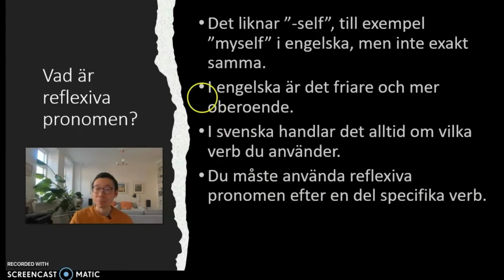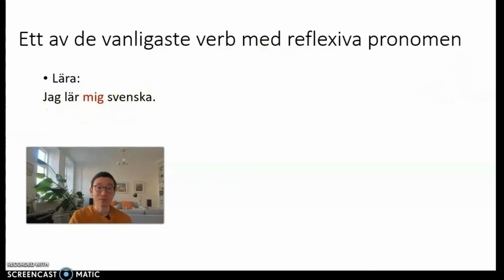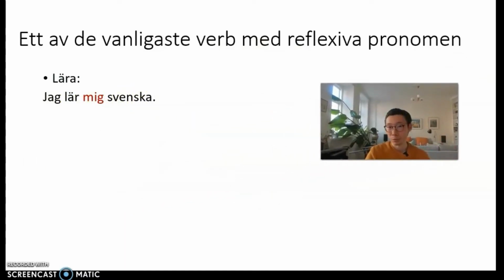Vi kan titta på ett exempel. Let's see an example. Ett av de vanligaste verb med reflexiva pronomen, one of the most common verbs with a reflexive pronoun, is actually lära. Lära betyder to teach and learn, actually lära ut. If you say lära ut, it means to teach. Men om du vill säga to learn, då säger du till exempel jag lär mig svenska. So it's more like I teach myself Swedish.